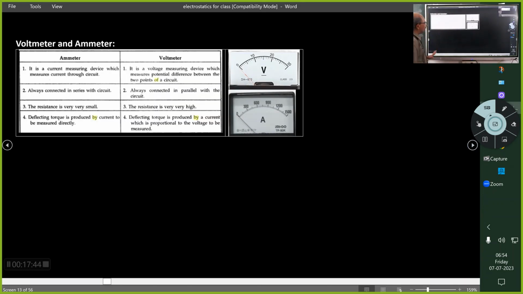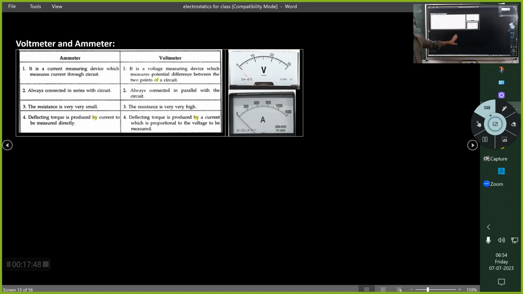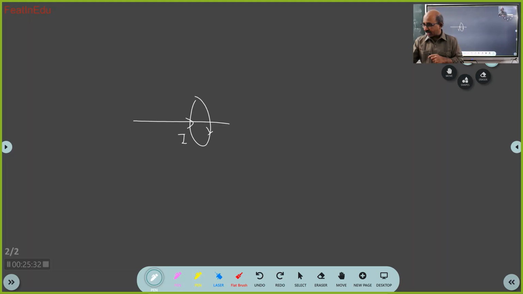Right. Now I'll introduce you to these two instruments. There is something called an ammeter, which will measure the current, the conventional current. There is something called a voltmeter, which will measure the potential difference between 2 points. I'll explain what the potential difference is now to all of you. I'll come back to this diagram later. If I say current, it means conventional current. Understand? Some convention we are using.